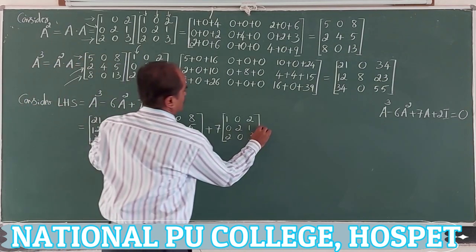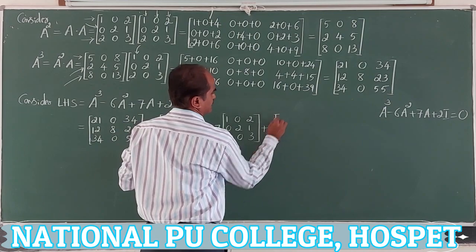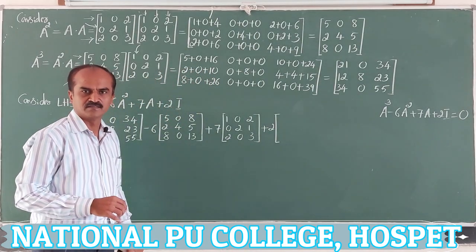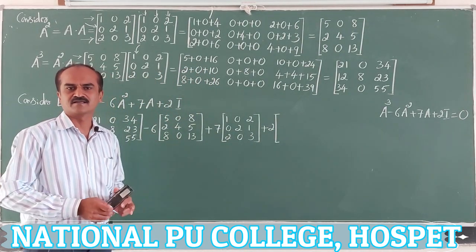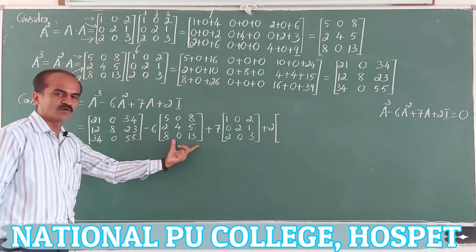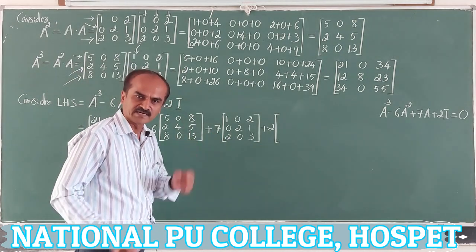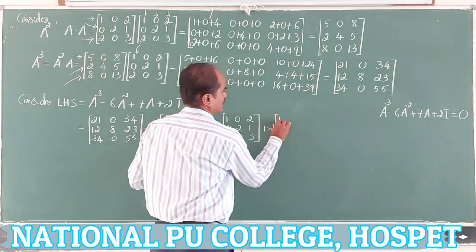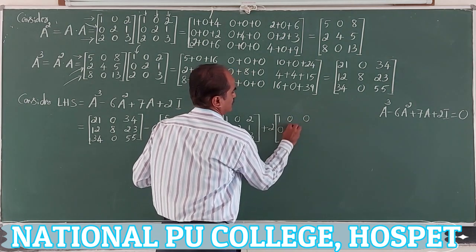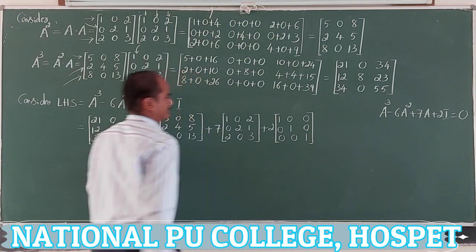Next, plus 2 times of I. What is that I? Identity matrix or unit matrix. Here, which order unit matrix do I have to take? Unit matrix of order 3, because here they are all square matrices of order 3. I need to consider I as unit matrix of order 3 only. What are the entries? 1, 0, 0, 0, 1, 0, 0, 0, 1. Now let me simplify this.